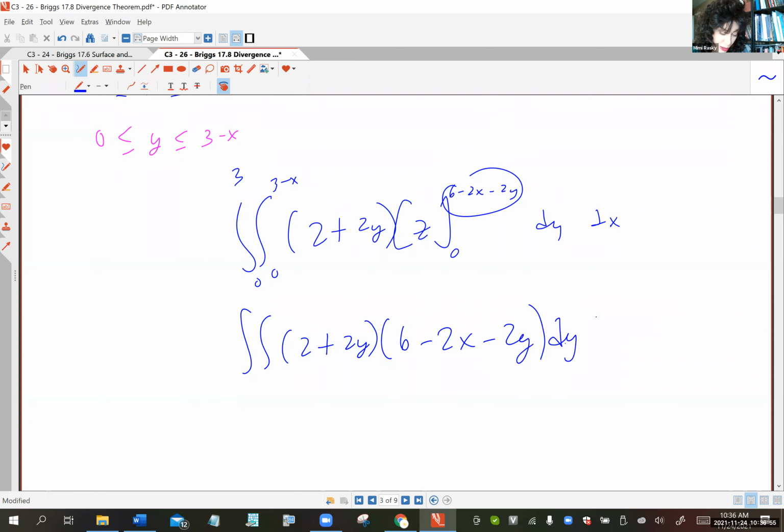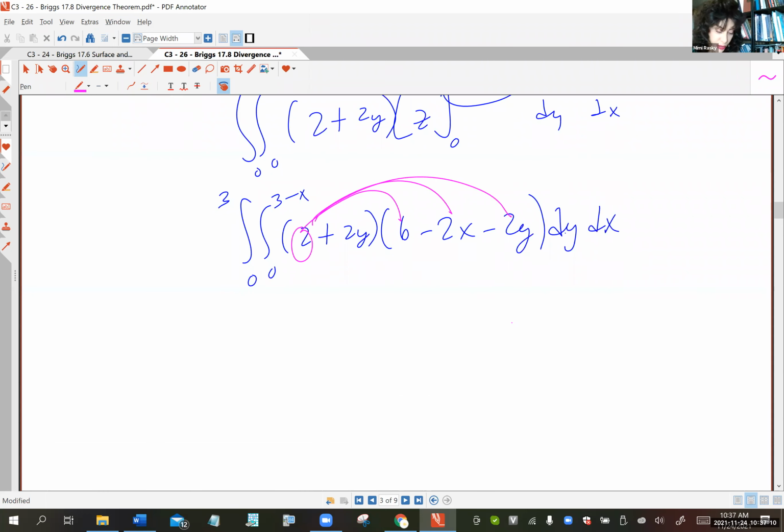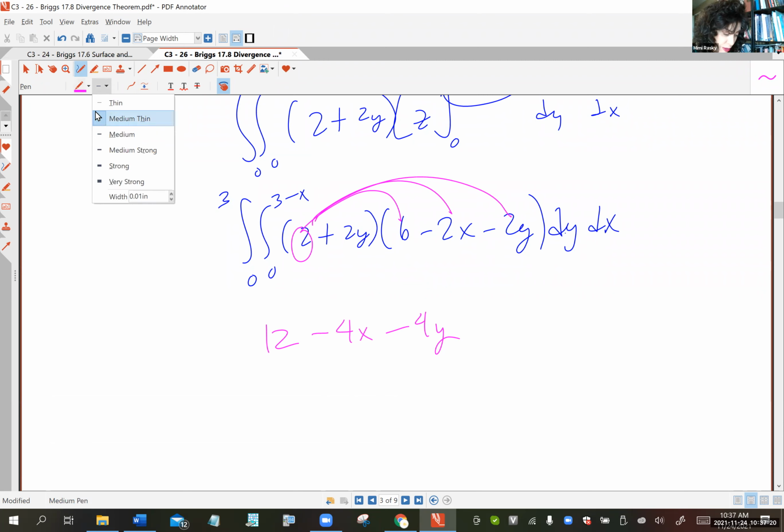Sometimes these triple integrals get a little tricky. Now what? Well, you're going to have to distribute, some algebra here. So you're going to distribute this 2 and get 3 terms. So 2 times 6 is 12. 2 times negative 2x is minus 4x. 2 times negative 2y is minus 4y. And then you're going to distribute the other term. Oh boy.